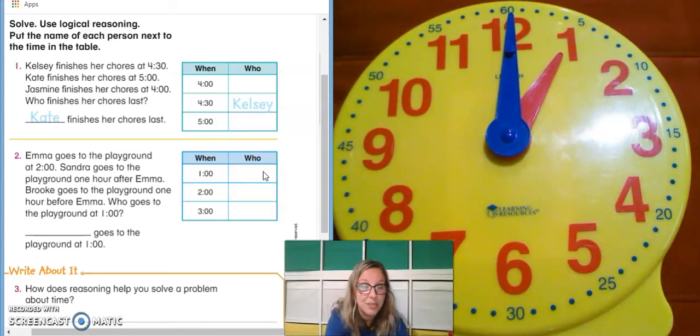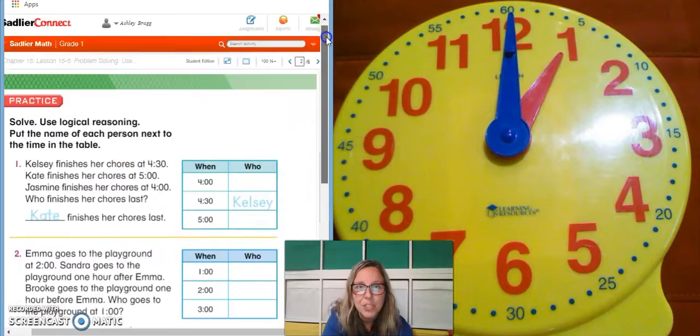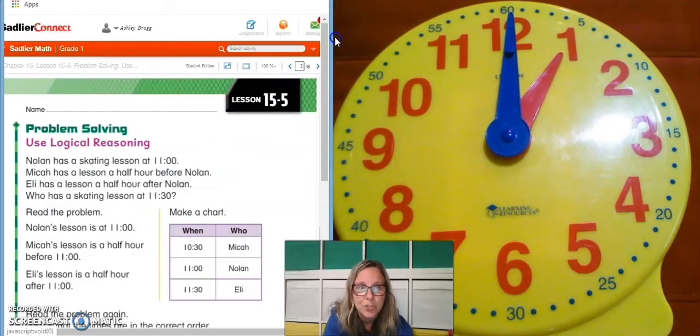So who goes to the playground at 1 o'clock? Brooke goes to the playground at 1 o'clock. Okay? Number 3 says, how does reasoning help you solve a problem about time? Well, reasoning means we use what we already know about time. We know what the words before and after mean, so that helps us figure out who does these tasks before, after. Okay? Go ahead and turn now to the next page.